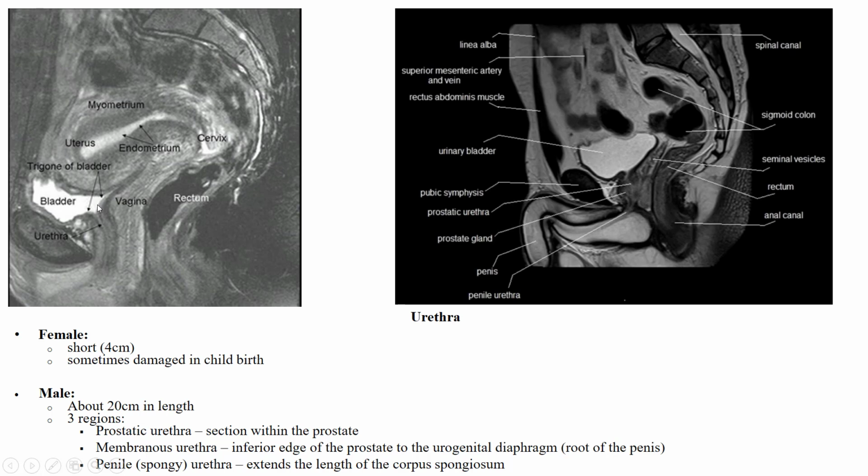It's a trigone. On the male patient, the urethra is about 20 centimeters in length, so about 5 times that of the female. There are 3 sections to it. So there's the prostatic urethra that goes down through the prostate, and the membranous urethra, just inferior to that, in front of the Cowper's glands, and then the penile urethra, or the spongy urethra.